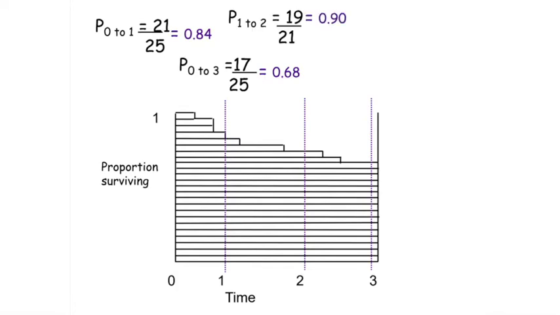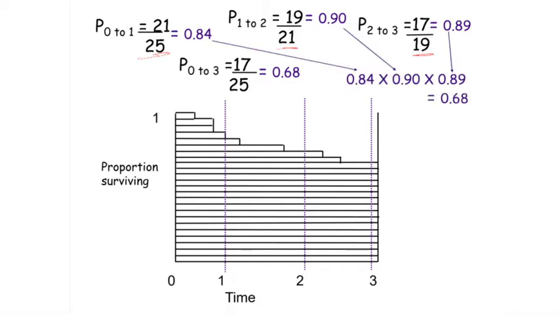And then between time 1 and time 2, we start with 21, that's our denominator. The number surviving at the end is 19. 19 over 21 is 0.9. And then from 2 to 3, the same thing. So you'll note that the denominator is changing each time, the number entering the interval gets lower.